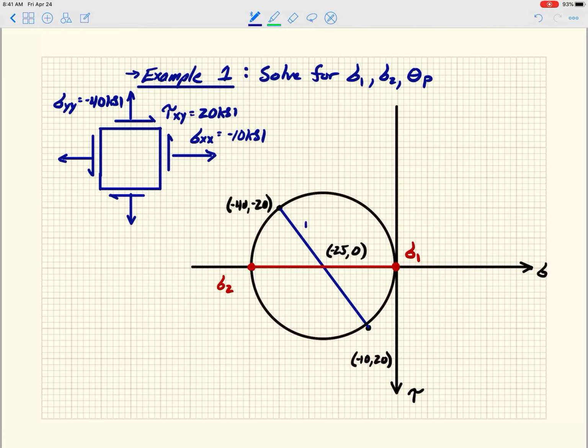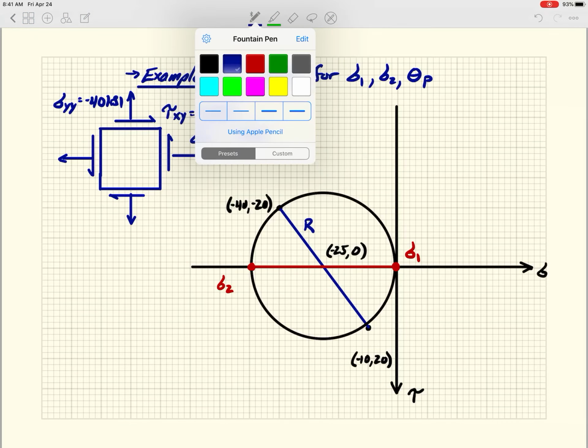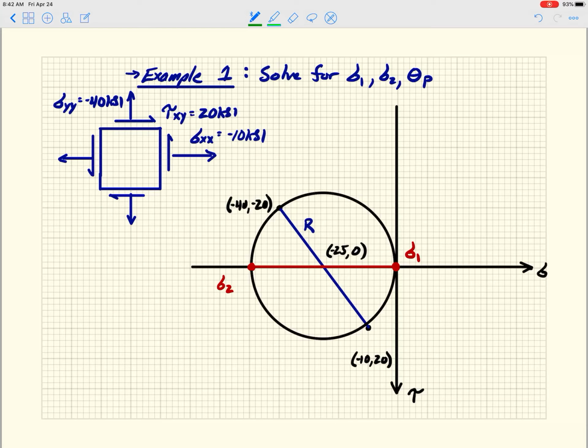Okay, so let me calculate R. So this is R, that is the radius. It doesn't matter which side I use, but I guess I'll do it in green. So it is this dimension and that dimension. Those are the ones that we care about, because I can square them and take the square root, and it's going to give me R.